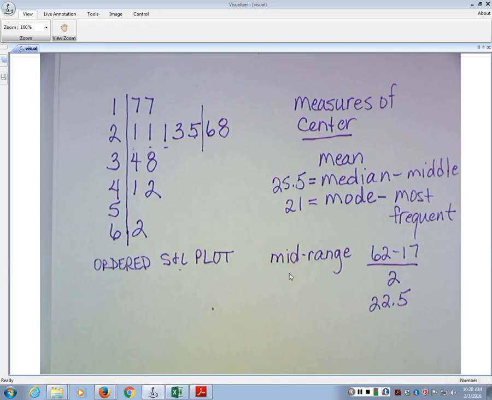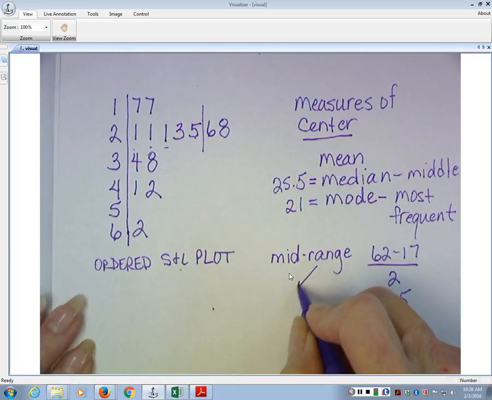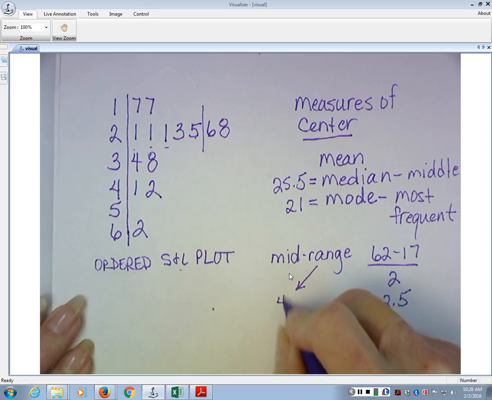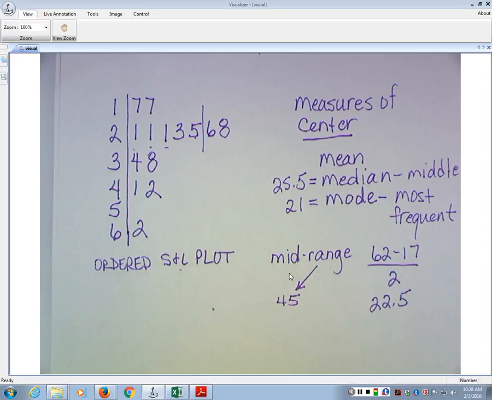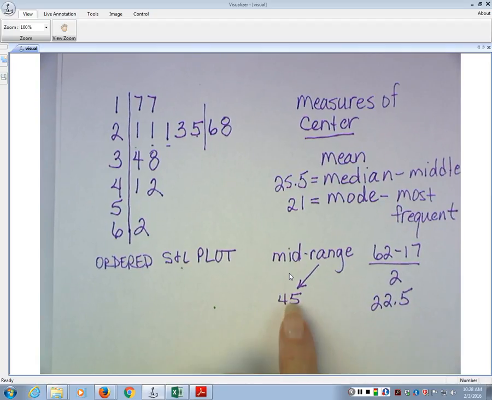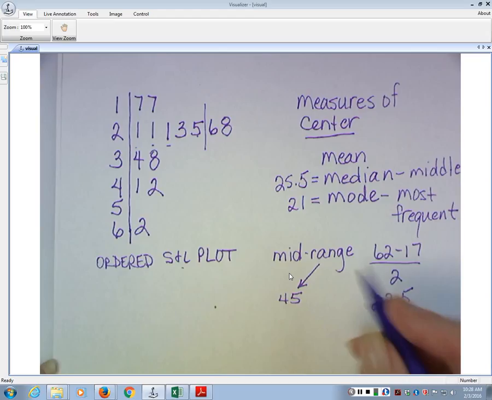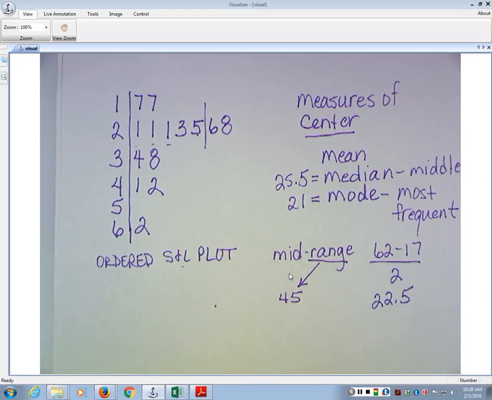Okay? The mid-range really doesn't tell me much. Range actually tells me more. It tells me that the data are spread out. There's 45 difference between the highest and the lowest. But the problem here is that the range measurement and the mid-range measurement only take two numbers into account. So it doesn't tell me a whole lot about what happens in between those two numbers. So they're not very useful.